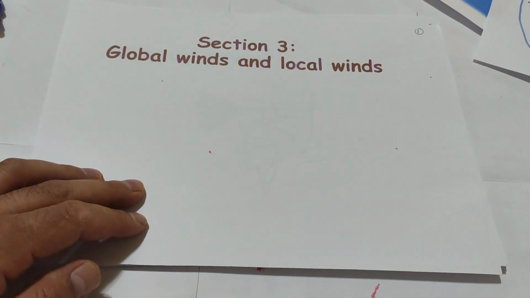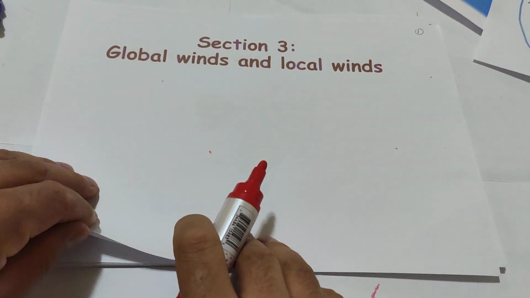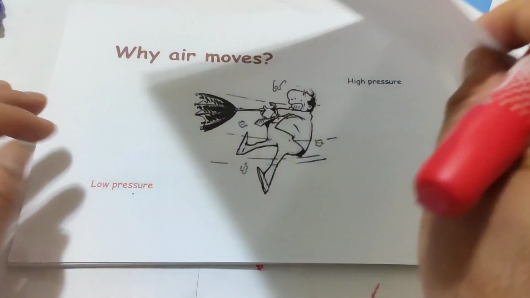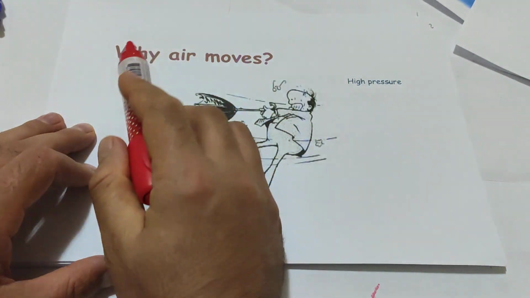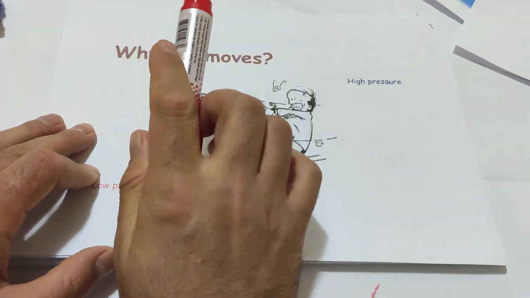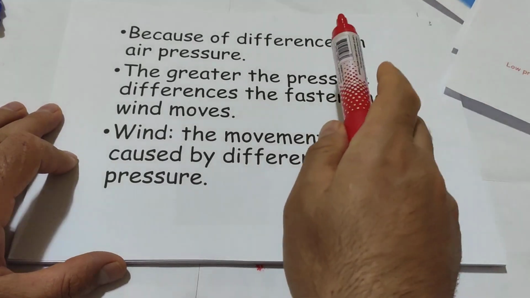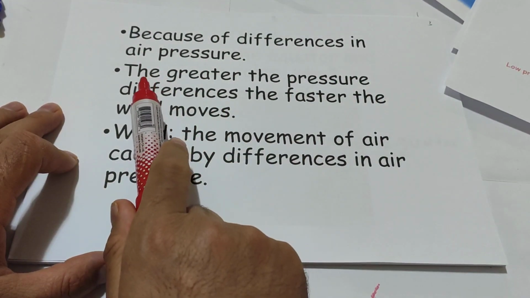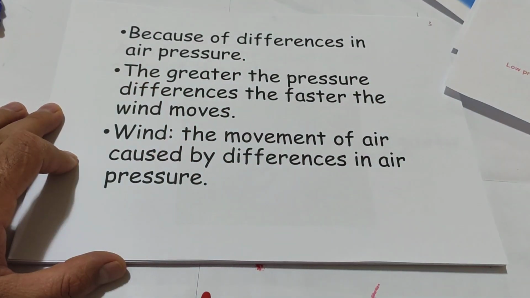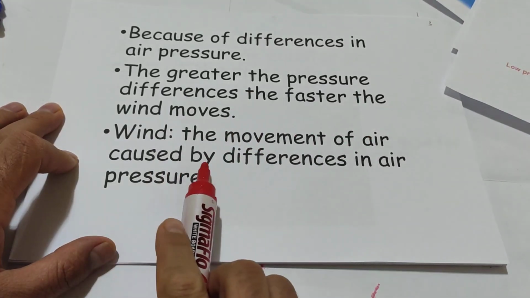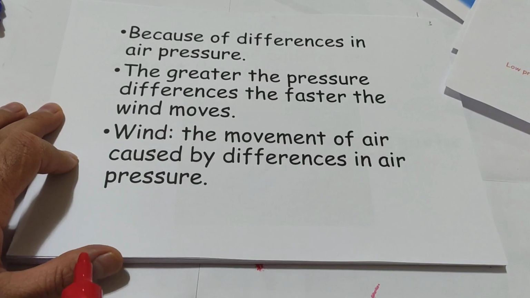Alright students, global winds and local winds, section 3. Why does air move? Because of differences in air pressure. The greater the pressure difference, the faster the wind moves. Wind is the movement of air caused by differences in air pressure.